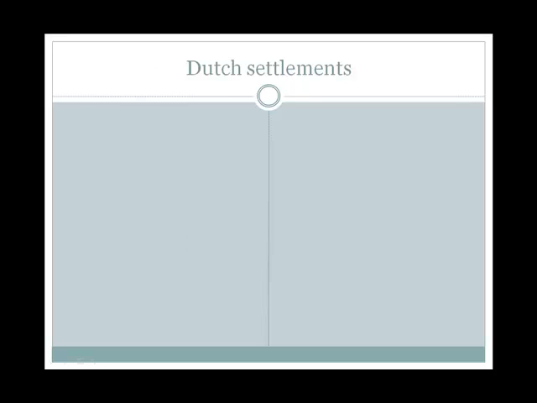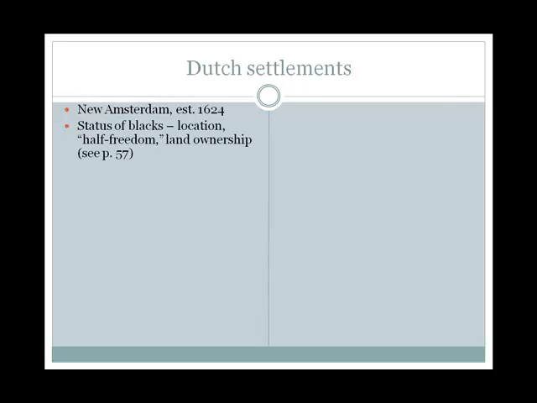First, we'll look at the Dutch settlements. The Dutch settled in their colony of New Amsterdam in 1624. The Dutch obviously had been involved in the slave trade, so it was pretty natural that they would eventually have slaves working on the Dutch farms, or plantations as they call them, in the Dutch colonies. The status of blacks in the Dutch colonies depended on location, with patterns of what were described as half freedom, in which these early black Dutch settlers had some rights and privileges within the Dutch colonies.